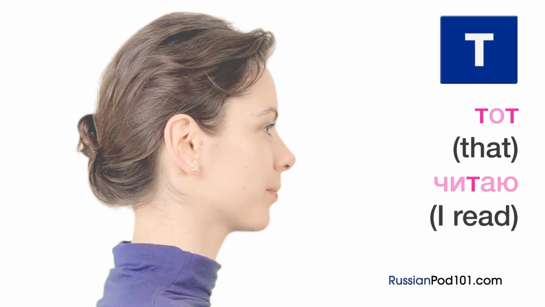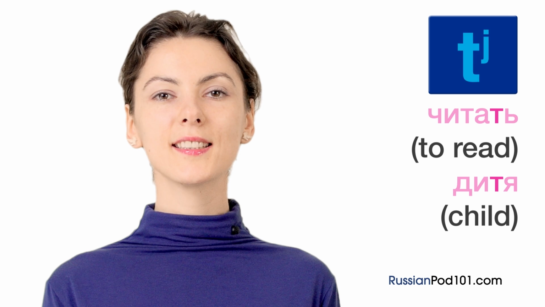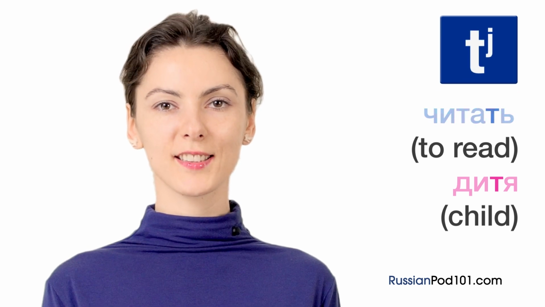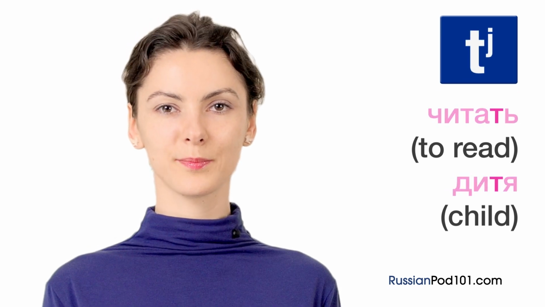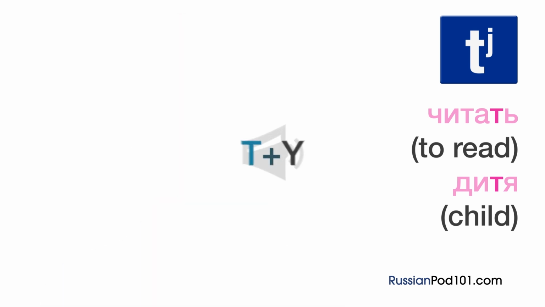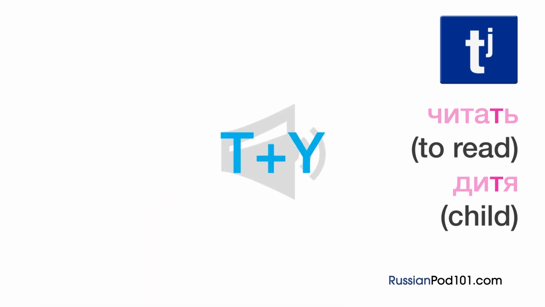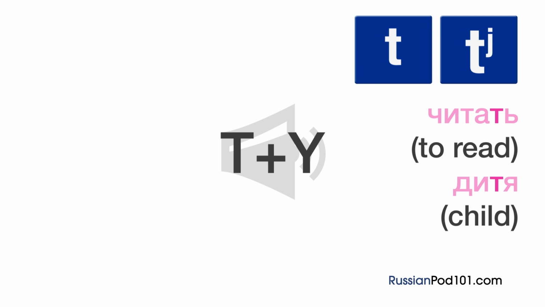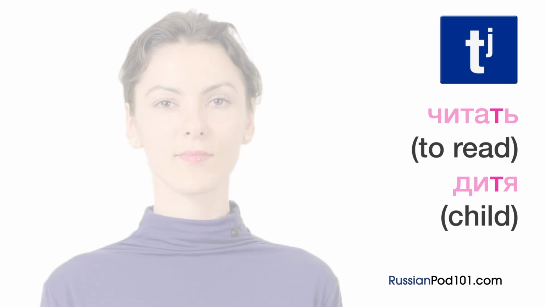And here's the soft version. Т. Читать. Дитя. This is almost like saying a T and a Y sound at the same time. Try to pronounce the previous T sound while keeping the middle part of your tongue close to the roof of your mouth. Listen to Katya.